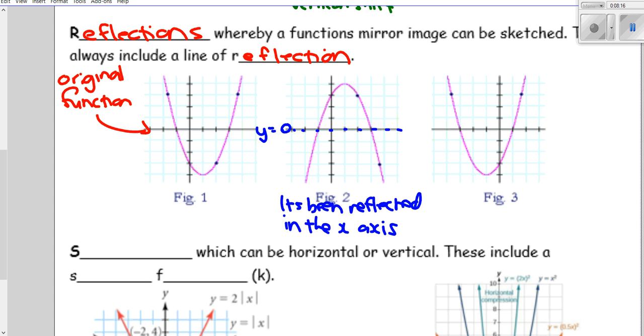And Chiesa's noticed that the second one has been reflected in which axis? X or y? Yeah, x equals 0. Yeah, in the line x equals 0. So it's been reflected in the line x equals 0, or the y-axis.